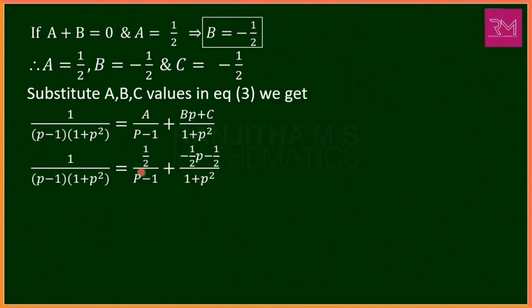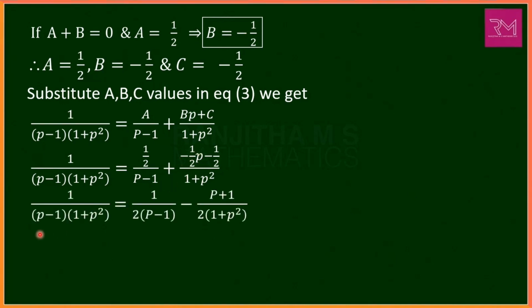Here we can take 1 by 2 as common. So 2 goes to the denominator. Here take the minus sign as common, that becomes plus into minus, minus. We get 1 by p minus 1 into 1 plus p square is equal to 1 by 2 into p minus 1, here plus into minus, minus. Here we have minus 1 by 2 into p, that is minus p by 2 minus 1 by 2. We can take 2 as LCM. We get minus p minus 1. So we can take minus common, the remaining is p plus 1 divided by 2, with 2 going to the denominator, that is 2 into 1 plus p square.